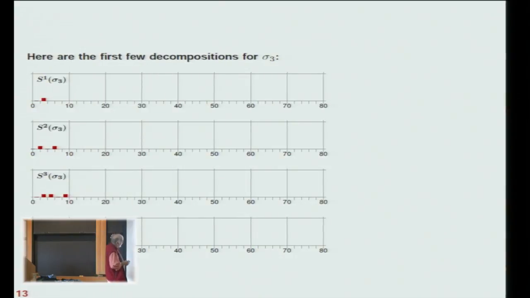So here are the decompositions, and these work very simply. So S1 of sigma 3, the weights go along here. These are the highest weights. So S1 of sigma 3 is this because that's weight 3. Let's go 2, 4, 6, 8, 10, and so on. And S2 is this.